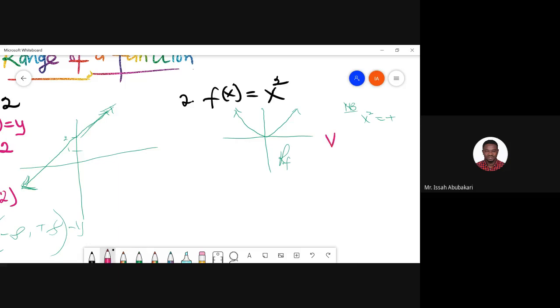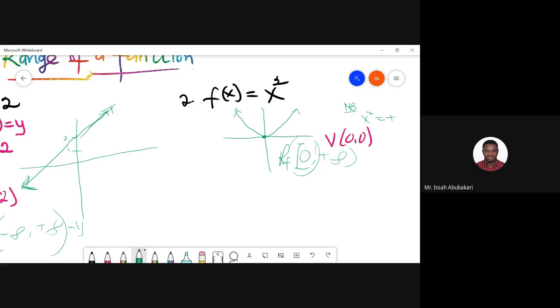The vertex is equal to 0 and 0. So the range of this function is going to be 0 to positive infinity. We use a bracket here because we know the vertex is 0. This side is 0. That's why we are using this bracket. And we are using this parenthesis because we don't know up to what number. That is why it's positive infinity.